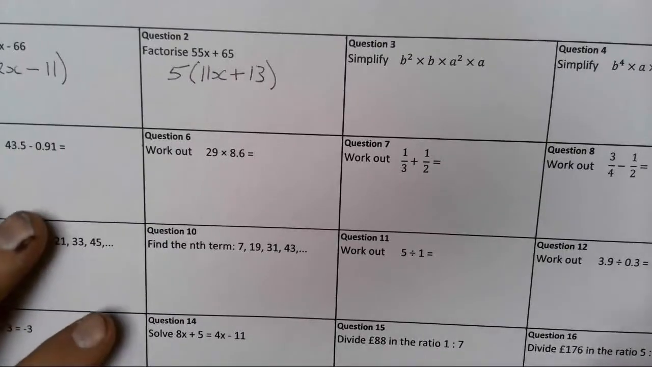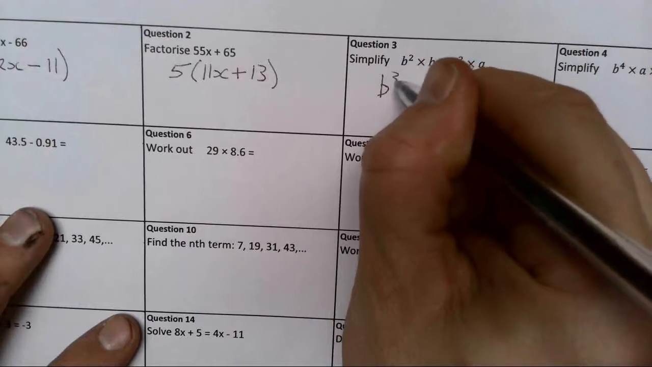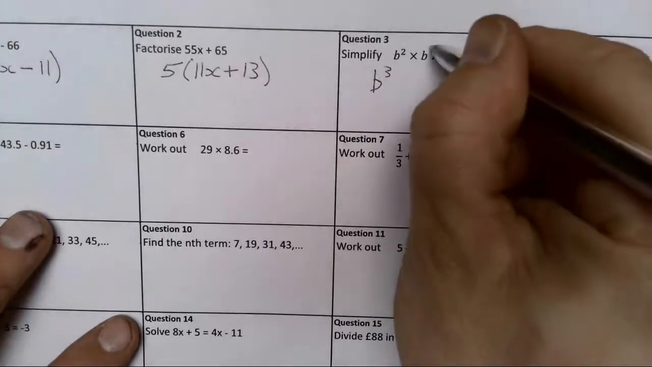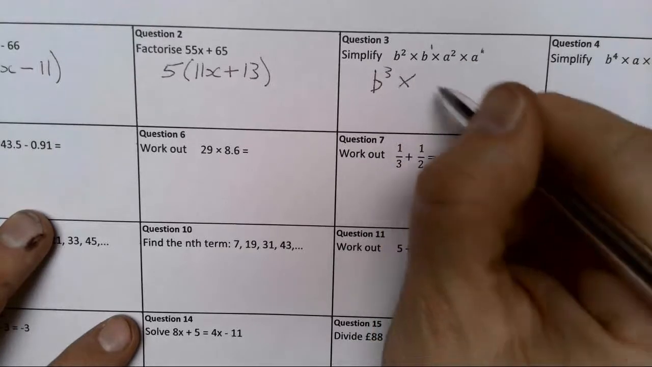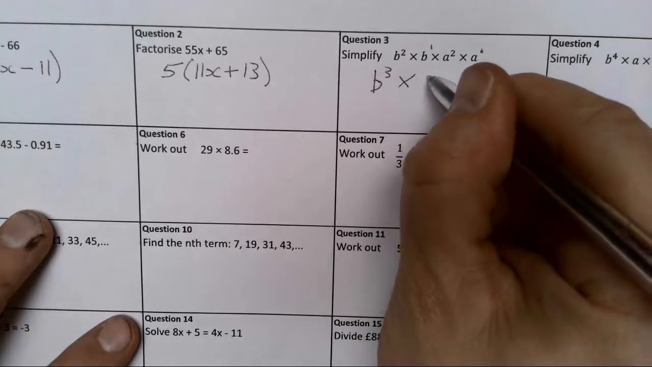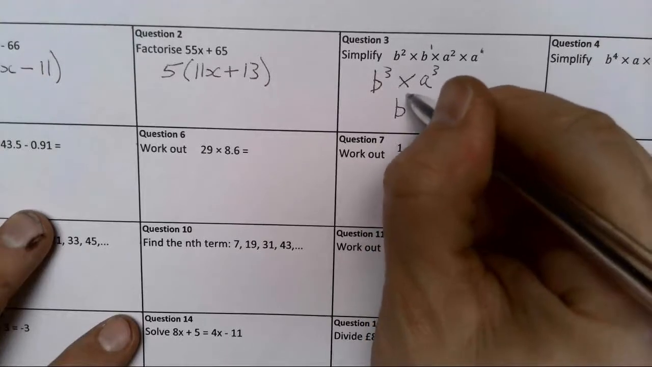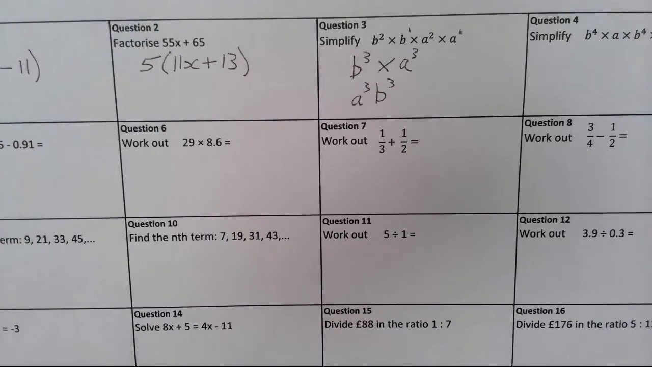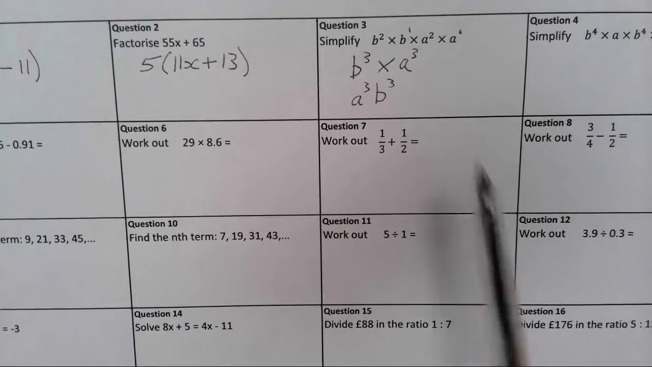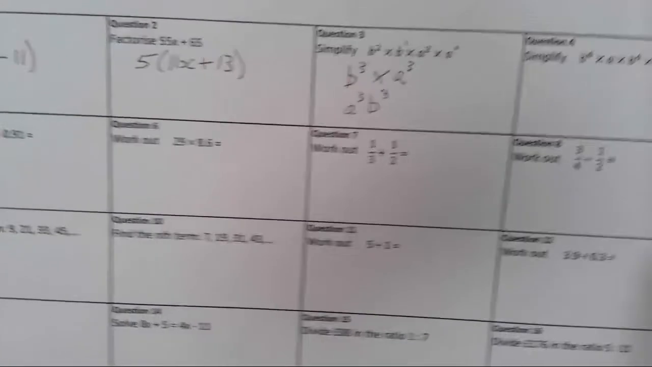Next question. B squared times B would give me B cubed, because B on its own is the same as B to the power 1. And then I've got the A's. A squared times A is going to give me A cubed, and I'm just going to write that as B cubed A cubed, or A cubed B cubed. You can write it either way round, but it's conventional, as in it's the normal way mathematicians do it, to start with the letter which is nearest to the beginning of the alphabet.